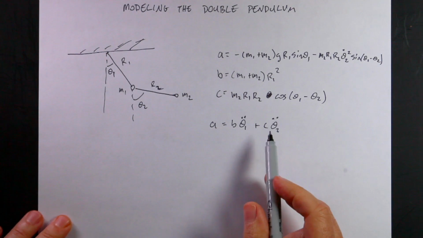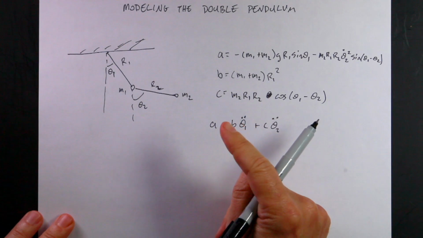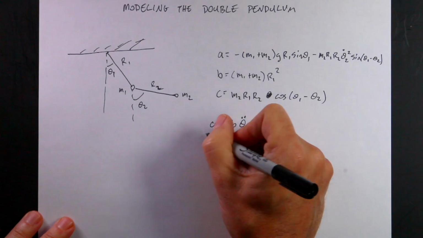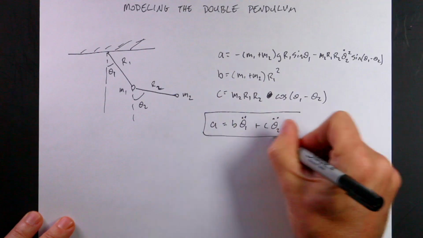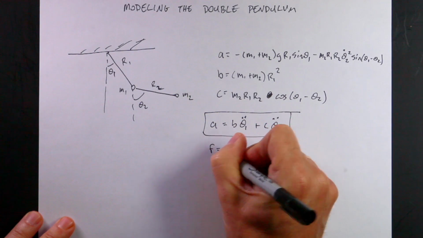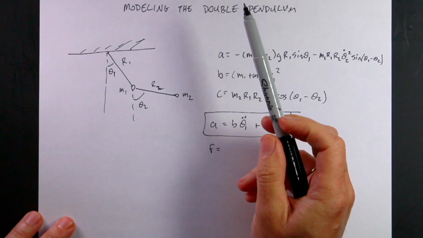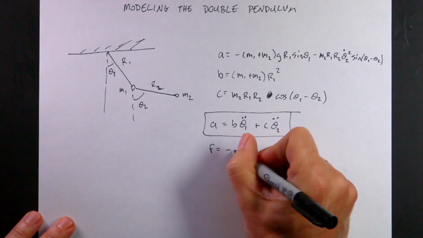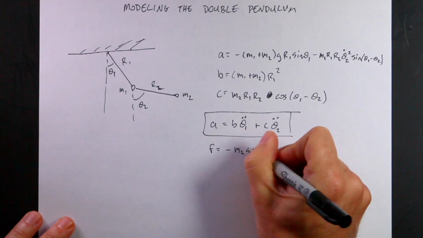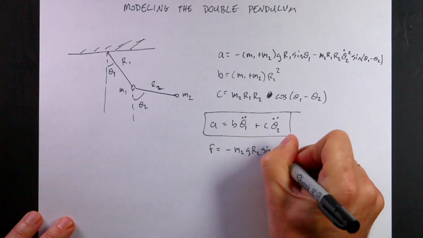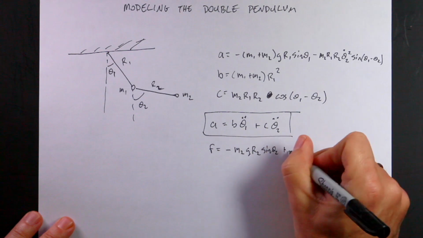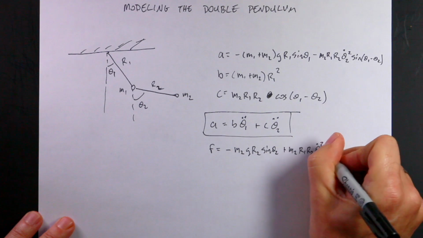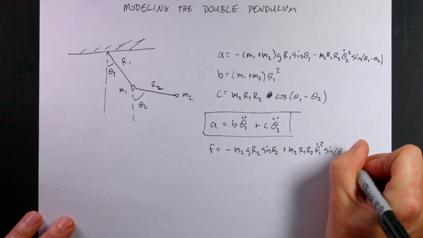Okay, now I need to do that for the second equation. So let's see, A, B, C, D. Should I use D? I don't want to use D. I don't want to use E. So let's go to F. Let's say this is a box. I put a box around good stuff. F is equal to, okay, I'm going to get all the non-theta double dot terms. So it's going to be negative M2 G R2 sine theta 2 plus M2 R1 R2 theta 1 dot squared sine(theta 1 minus theta 2).